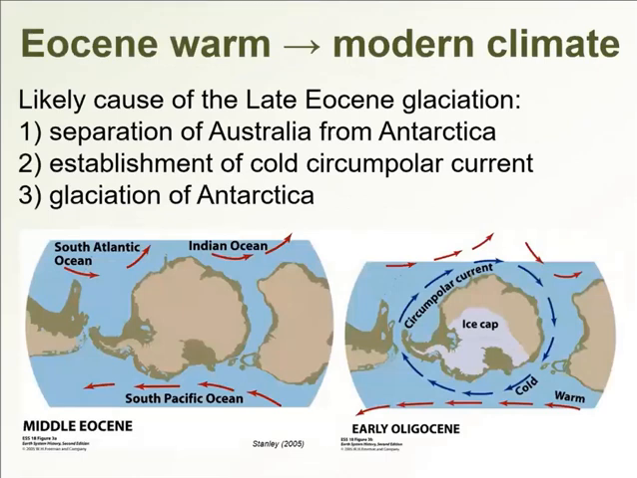So the Eocene, which was the beginning of the Paleogene, was very warm, very similar to a modern climate. At the end of this time period, that changes. We start to get glaciation, and it starts getting cold.